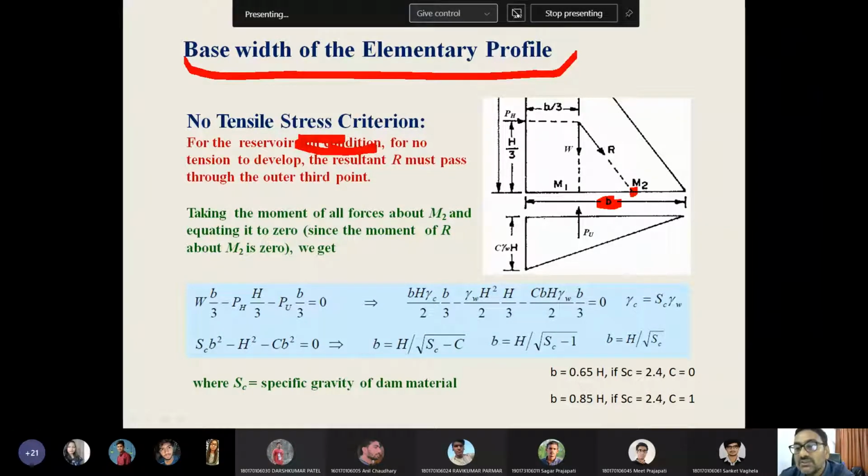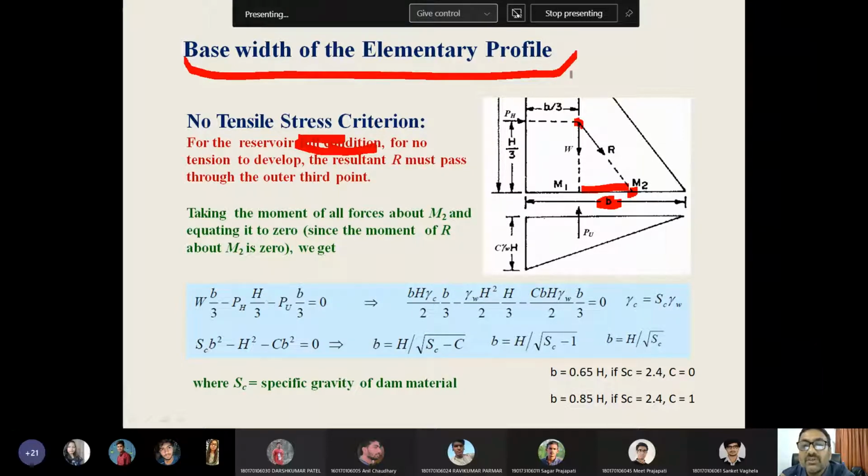This is the outer junction of the outer third point, so it should pass. Taking the moment of all forces about M and equating it to 0, we get this equation. This is W, and B by 3 is the distance. W is acting here at CG and it will pass through here. So this distance is nothing but B by 3.